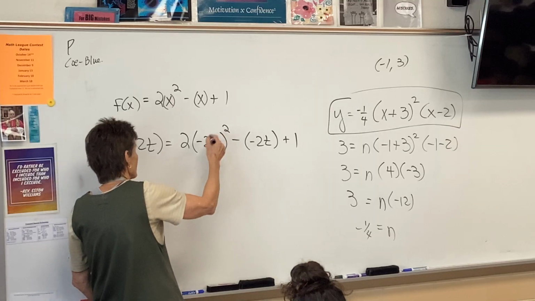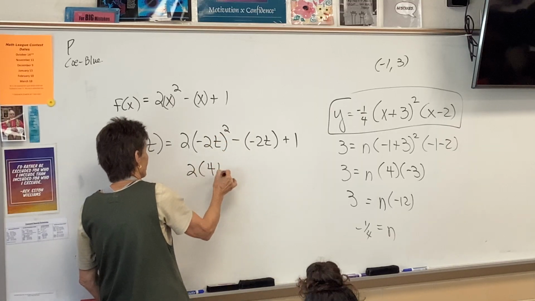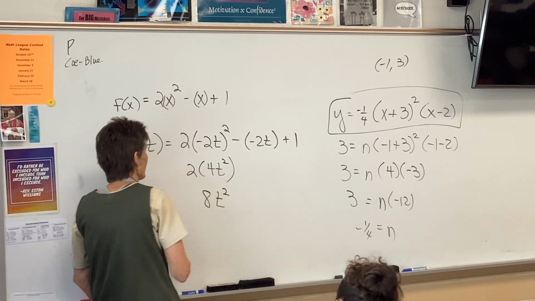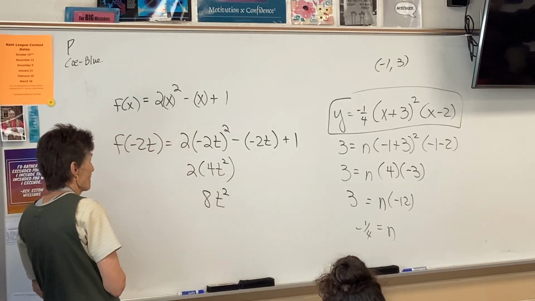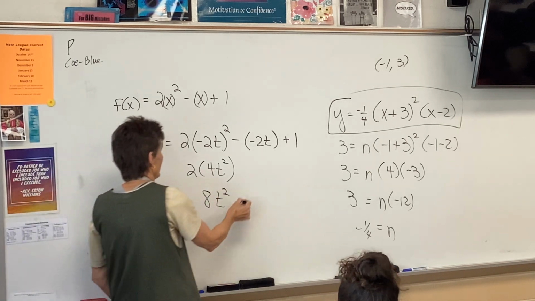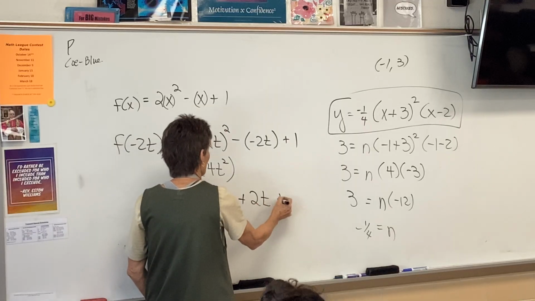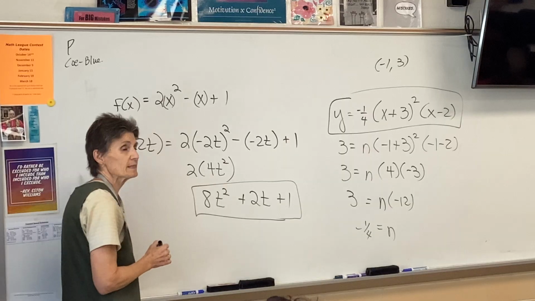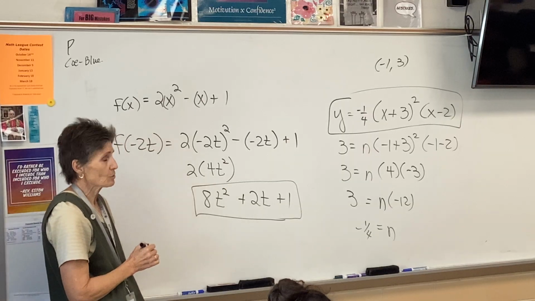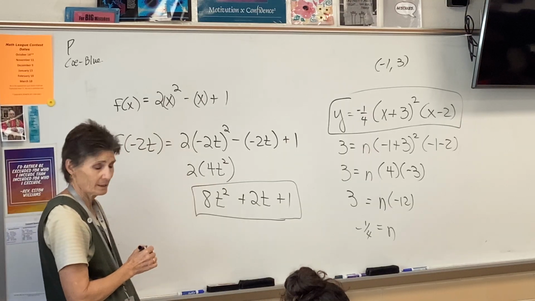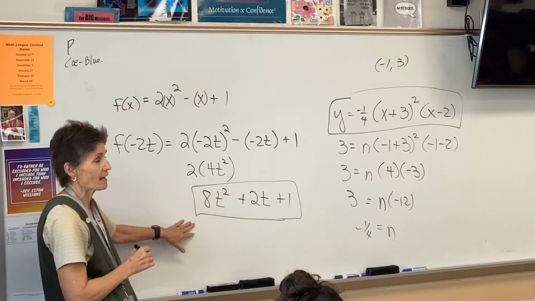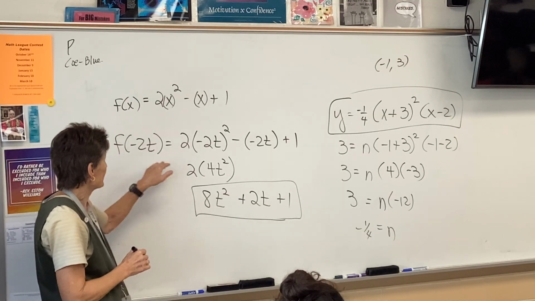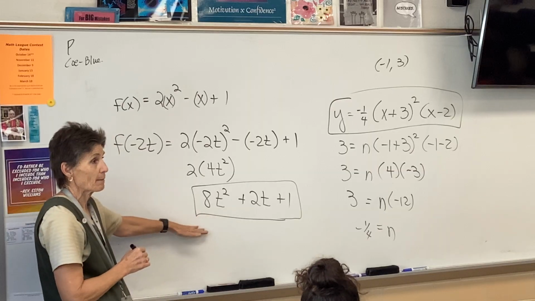So square first. So this first one is 8t squared plus 2t plus 1, and that's the answer. Don't do anything to it. Don't quadratic formula it or something, because you're not solving that. You're simply figuring out what happens when I plug in negative 2t. That's what happens right there.